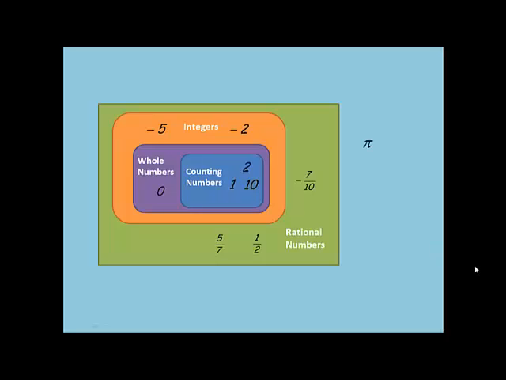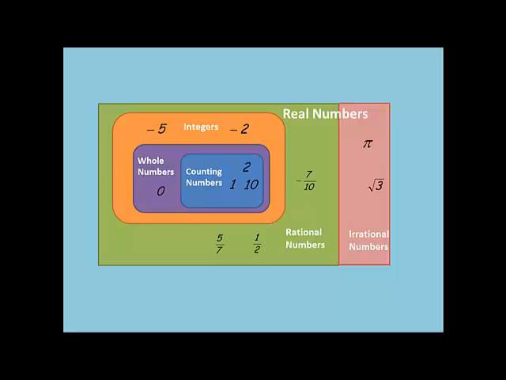Then we have numbers like pi and √3. Those are considered the irrational numbers. Notice that there's no overlap between the rational numbers and the irrational numbers. Together, the set of rational numbers and irrational numbers are called the set of real numbers. So all the numbers you've studied before are considered real.